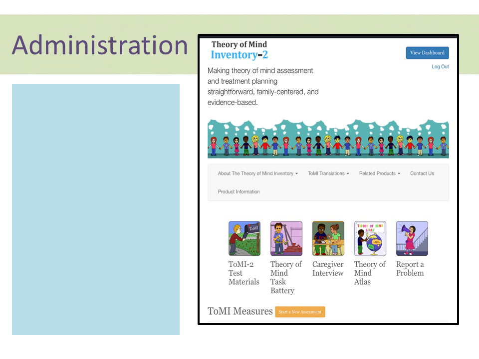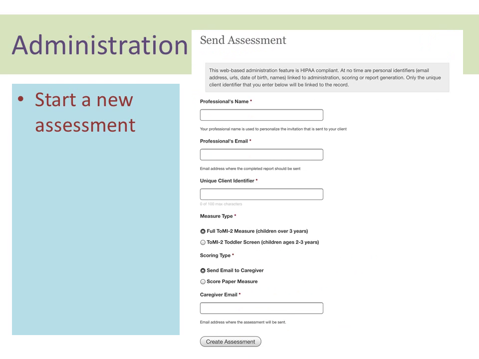For electronic scoring, navigate to your dashboard and click on Start a New Assessment. That will bring you to this next page. Here, simply fill in the required fields at the very bottom. You'll select Send Email to Caregiver or Score a Paper Measure. If you send an email to the caregiver, an invitation is sent to that person to complete an electronic version of the Theory of Mind 2. It is identical in every way to the paper measure. Once completed, you'll get an email notification that the measure has been filled out, and the report will be sent directly to your dashboard.